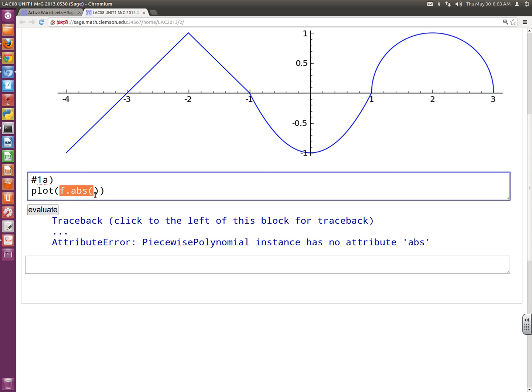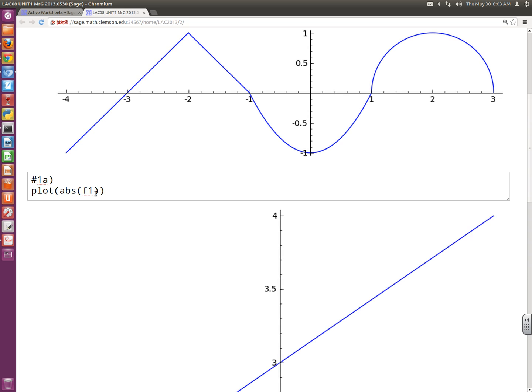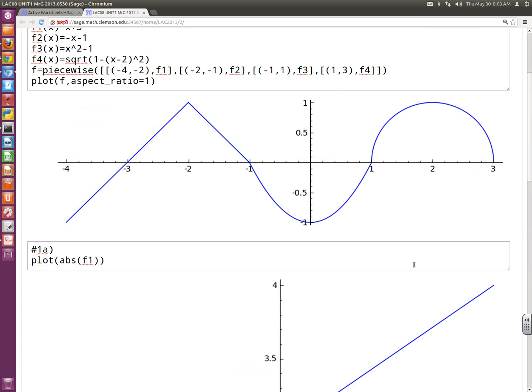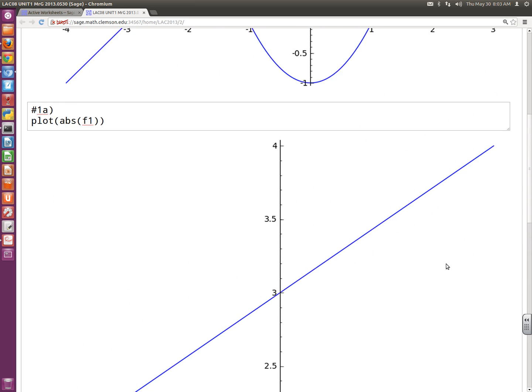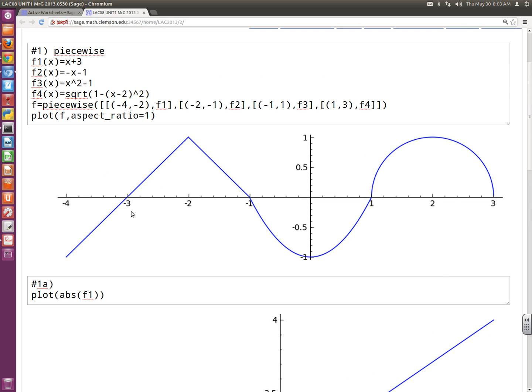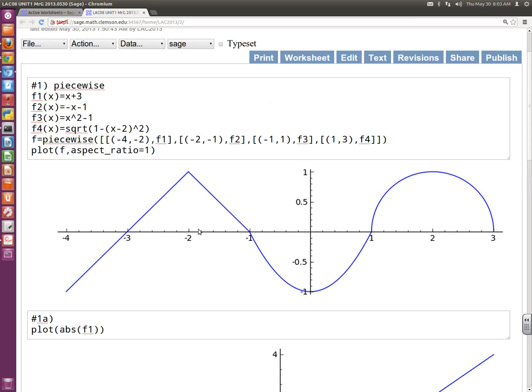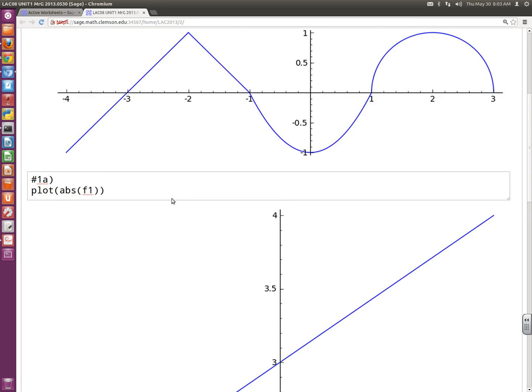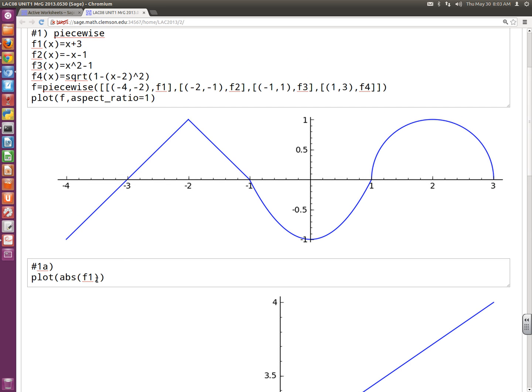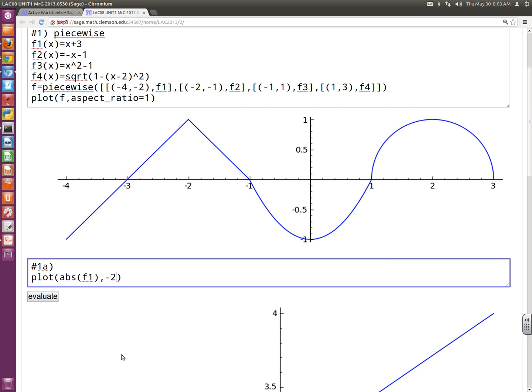Wait, what if I did, does it work with normal functions? What if I said absolute value of f1? Just that. Okay, that worked, because f1 was this piece? Wait, that's not right. F1. Oh, it's not the right domain. Oh, that's weird because, all right, so let's do the right domain. What was the domain for F1? -2 to -1, right? So -2 to -1. The plot command, you just list x min, x max.